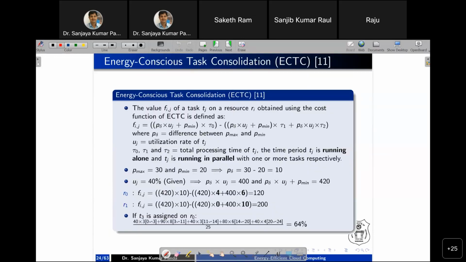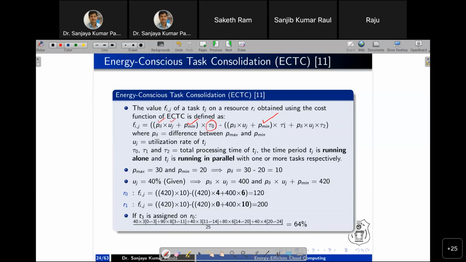ECTC also considers other factors. Some of the factors are the minimum power consumption and the maximum power consumption. The minimum power consumption is considered as 20 and the maximum as 30. These are standard values, assuming that 200 watts is the minimum one and 300 watts is the maximum one. Also, you can see here P min and P max. P min indicates the minimum one, right? And later we'll also use P max, right? And the difference between P min and P max is called P delta. And U_j is nothing but the utilization.